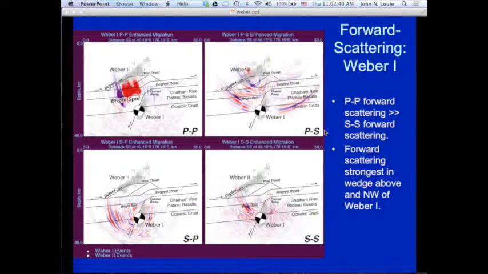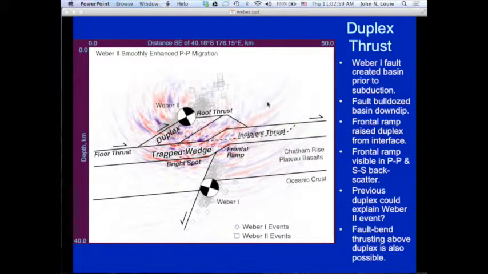Now here I set a parameter called min source time. We're not locating anything that's right at the sources, so I set a min source time criterion. You can see I'm getting dangerously close to near field, but I wanted to keep it away if I could. Okay, so then here's the duplex thrust.